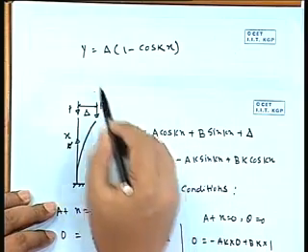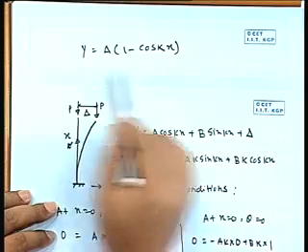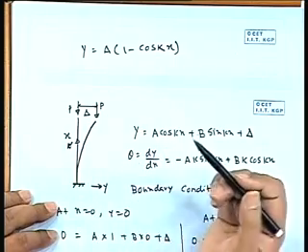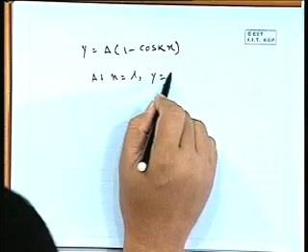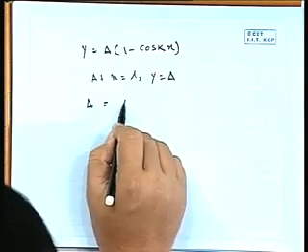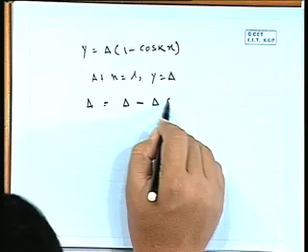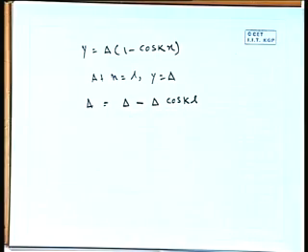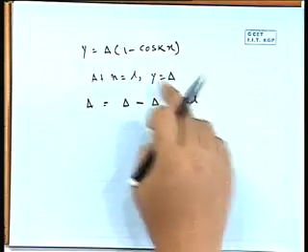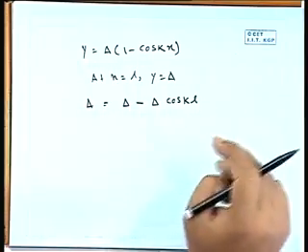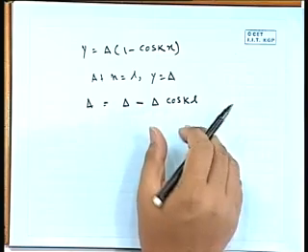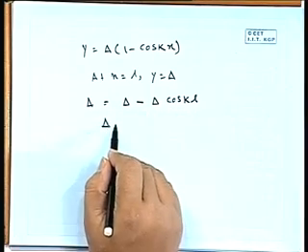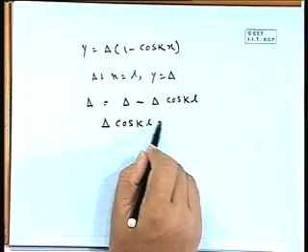Now, here at x equal to L, y equal to delta. So from there we can get some clue about the critical load and all those. So at x equal to L, y equal to delta. So if we put it, delta equal to delta minus delta cos kL. So it is x equal to L and delta, if we subtract, this delta will cancel, right? And ultimately it will be delta cos kL equal to 0.